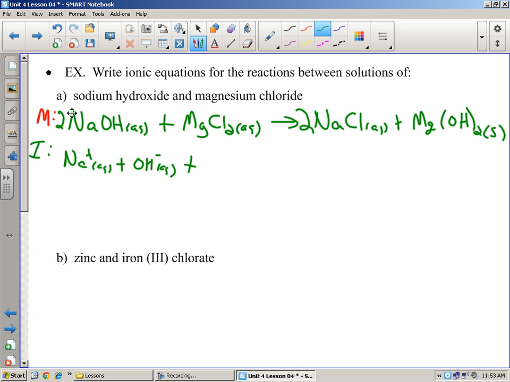Oh, let's balance this too. Look, 2 sodium hydroxides. I need 2 sodiums, 2 hydroxides, right? 2 Na's, 2 OH's, yes? Okay? So we're just going to make sure that we have the same number on both sides. Look, magnesium chloride is aqueous, very soluble. So when you put it into water, you get magnesium ions and chloride ions. Magnesium ions, chloride ions. Aqueous.